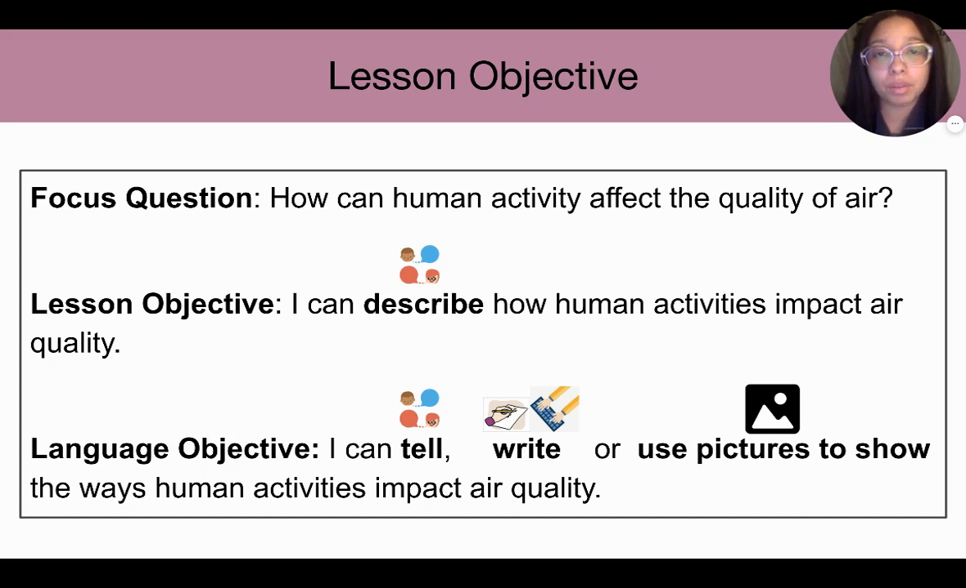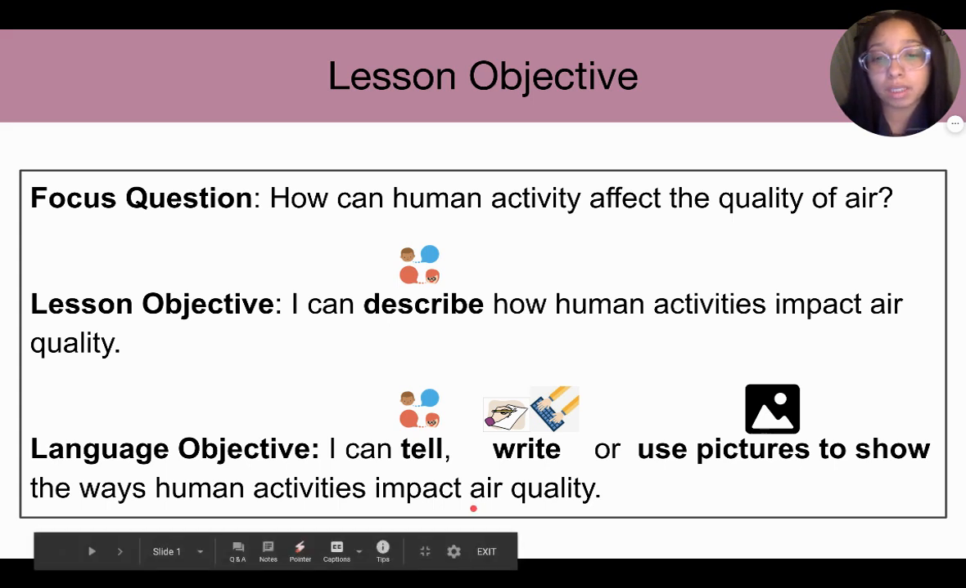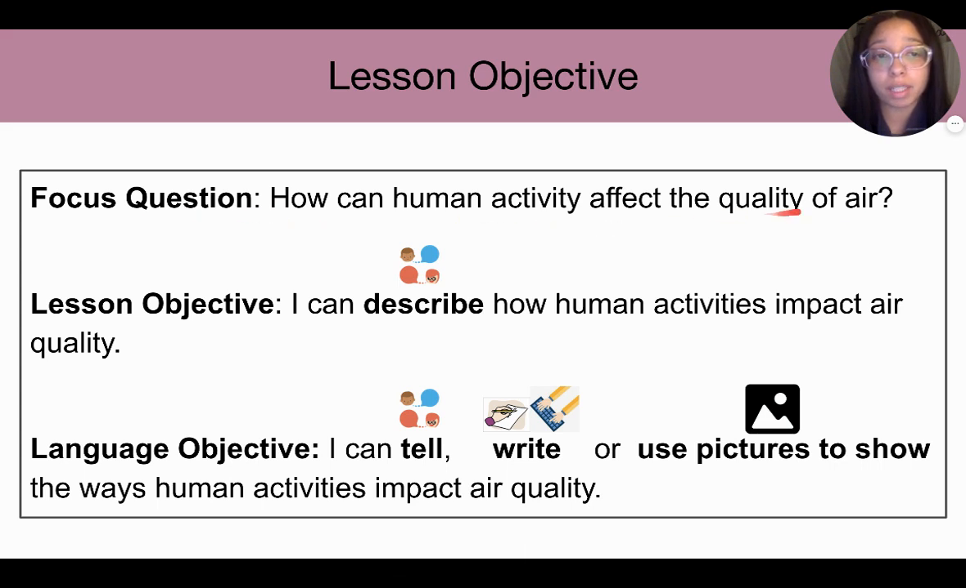I will be guiding you as you complete the independent task for Unit 4, Protecting Earth's Resources for Day 16. Here is the lesson objective and your focus question for today. Your teacher has already gone through the lesson, so let's just review. The focus question is, how can human activity affect the quality of air?